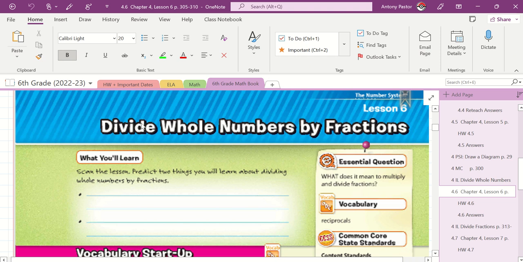Today we are doing 6th grade math, chapter 4, lesson 6. We are dividing whole numbers by fractions. We're going to start this one off with vocabulary today, which is reciprocals. We're going to go based off what the book says, and then we're going to completely change it because the book makes it a little bit more confusing than it needs to be.